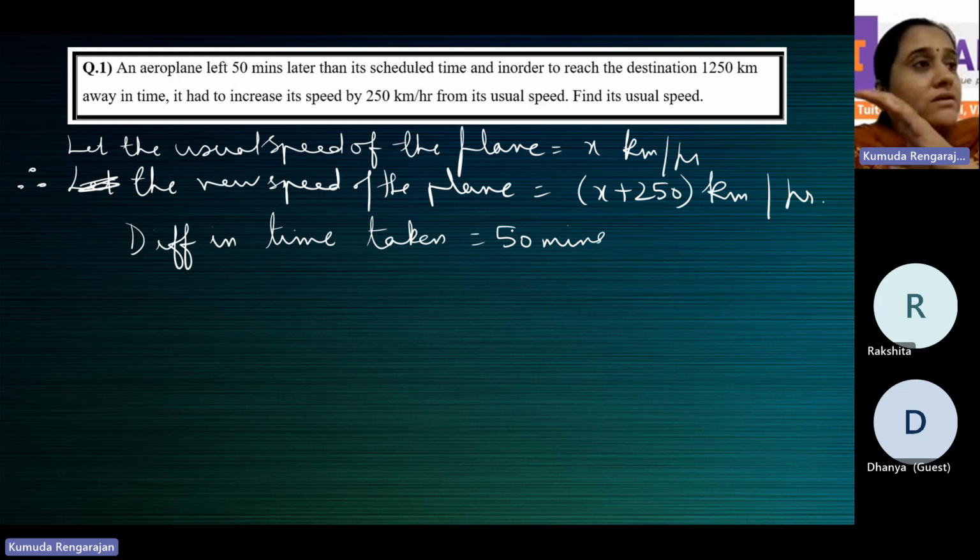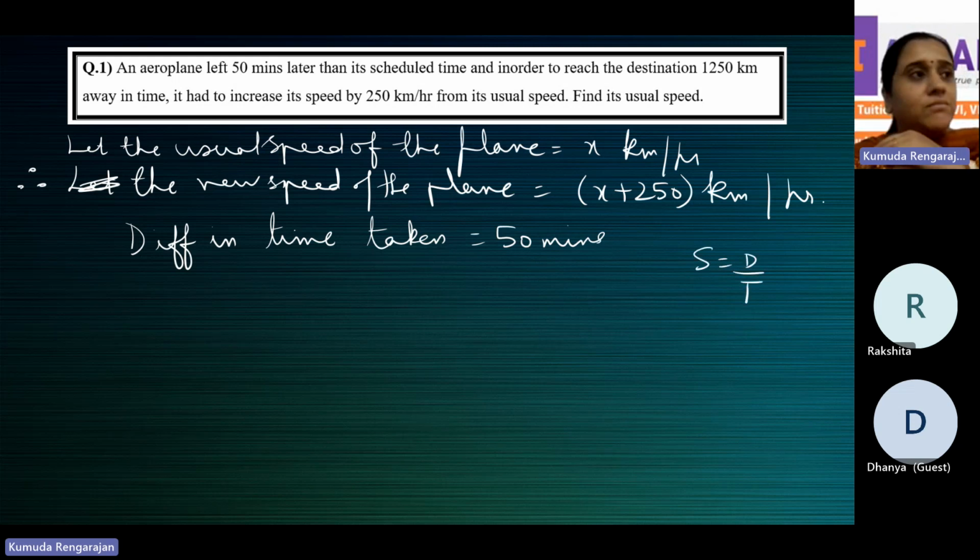How do we find the time taken? Speed is equal to distance by time. So time is equal to distance by speed.